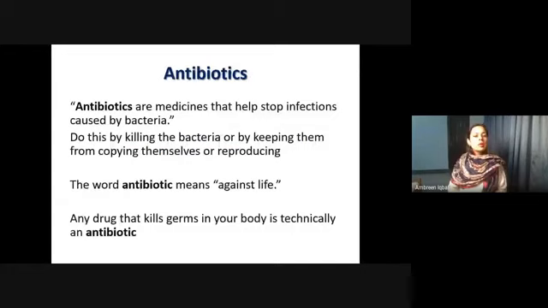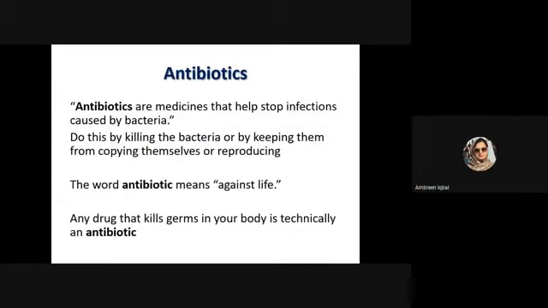Antibiotics are the medicines that help to stop the infections caused by bacteria. So in this chapter, we will mainly discuss certain types of antibiotics. So what is an antibiotic? Anti is to stop what? The bacteria or certain biological organisms. So they are the medicines that help to stop the infections caused by bacteria. They do this by killing the bacteria, or keeping them inhibited from copying themselves or reproducing. So they either kill them or keep them away from multiplication and reproducing.